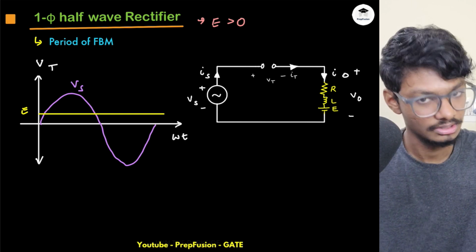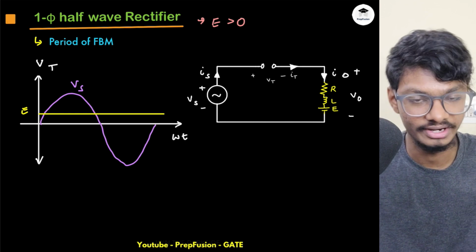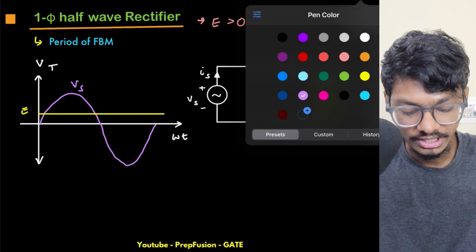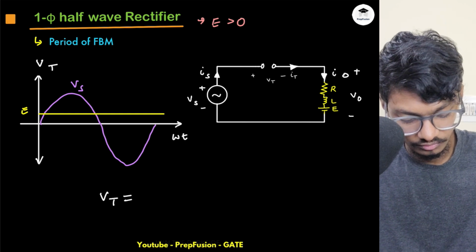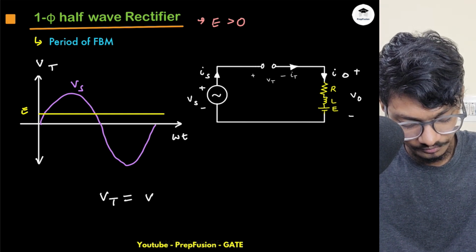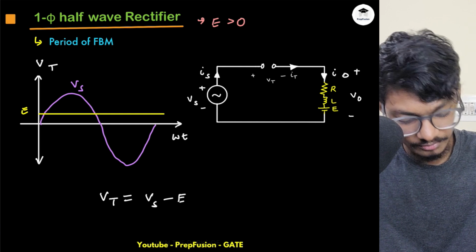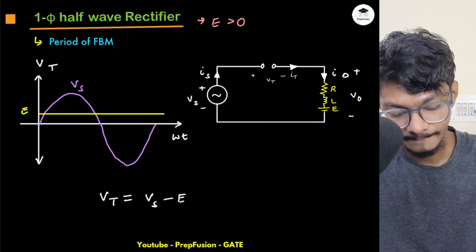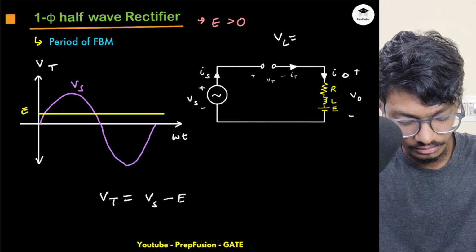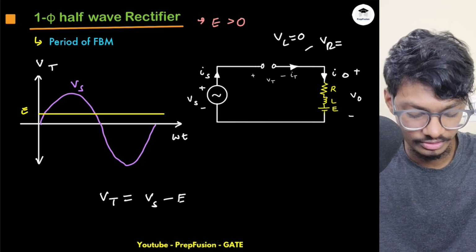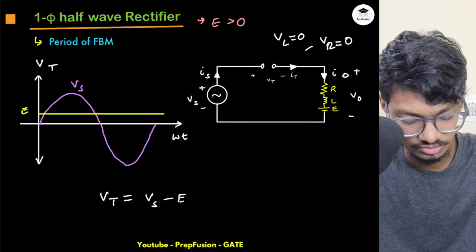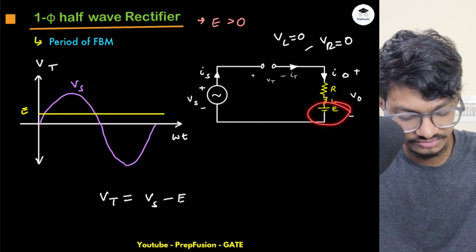We have analyzed the simple RE load. Now we understand why we write E here. So if you want to compute the VT now, what you will see is VT is simply equal to Vs minus E. Why? Because I have explained in my RE load that VL is 0, because IL 0 minus is 0. My VR will be 0 because IO is 0. Hence, what is left? What is VO equal to?